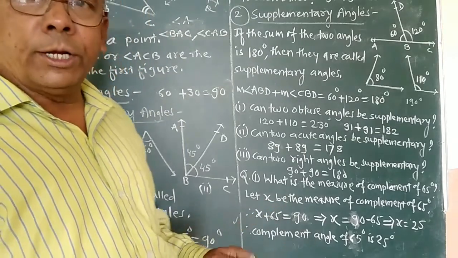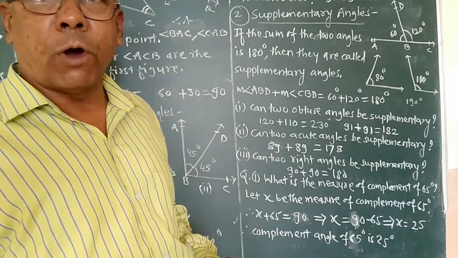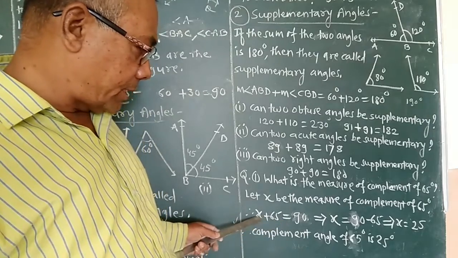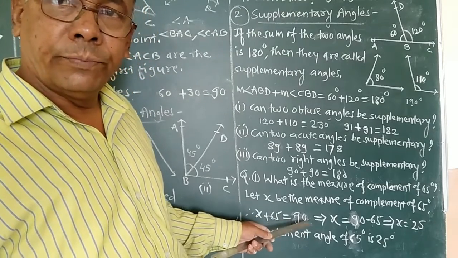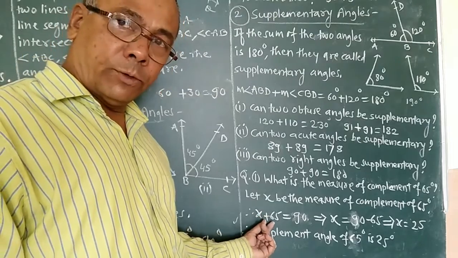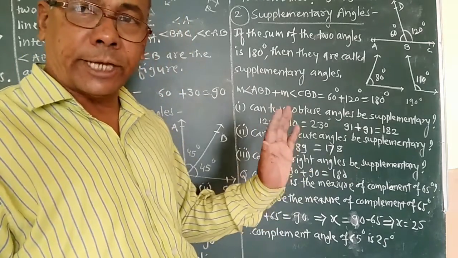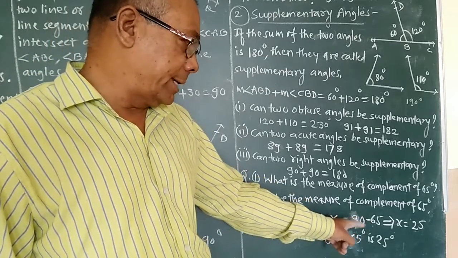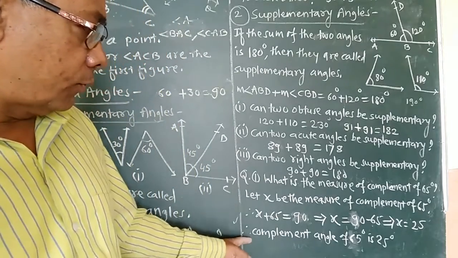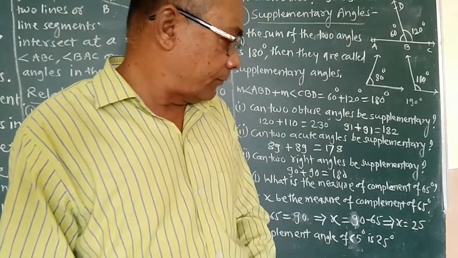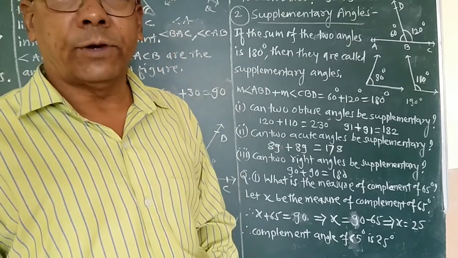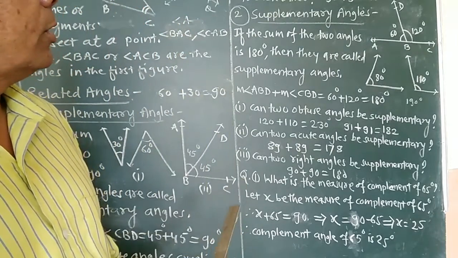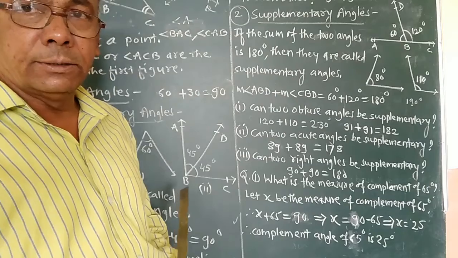And according to our definition of complementary angle, if the sum of the two angles is 90, sum means x plus 65 is equal to 90. And now to find the complement we have to transfer 65 to the other side, so that we will get x is equal to 90 minus 65, and we will get x is equal to 25, and therefore complement angle of 65 degree is 25 degree. So in this way we have seen the two types of angles, that is complementary angles and supplementary angles.